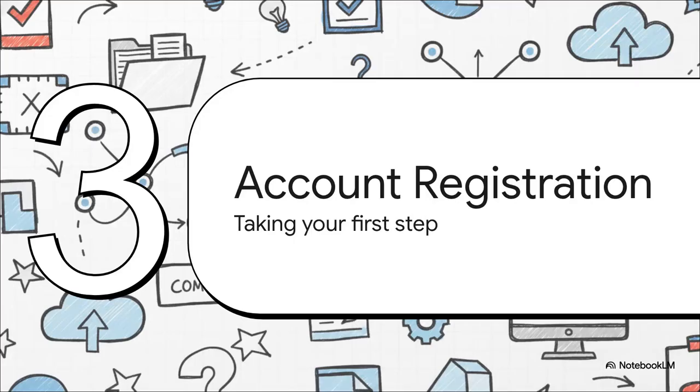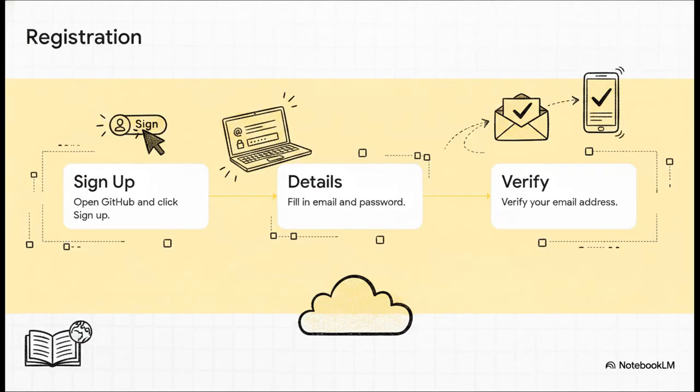Let's jump to Section 3, the Beginner Account Registration Guide. Taking your first step. Setting up a standard free account is incredibly straightforward. There's no hidden fees or crazy complex verifications. You simply head to the GitHub homepage and hit the Sign Up button right up in the top right corner. You'll drop in your email, create a secure password, and pick a cool, unique username. After a really quick email verification step, you are officially in.